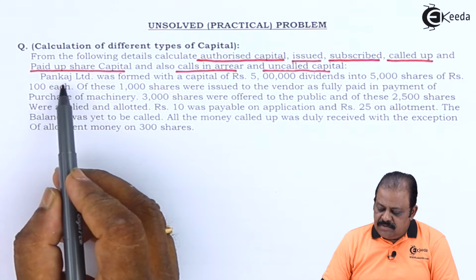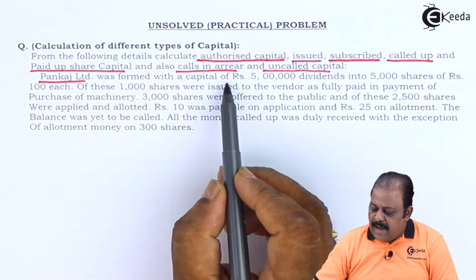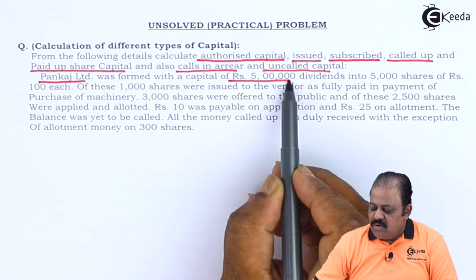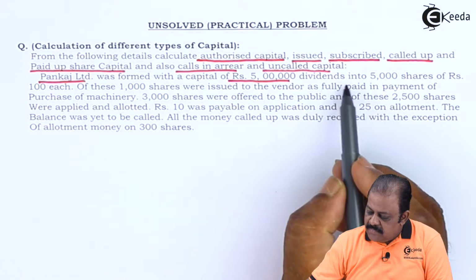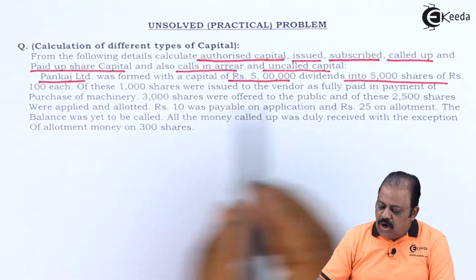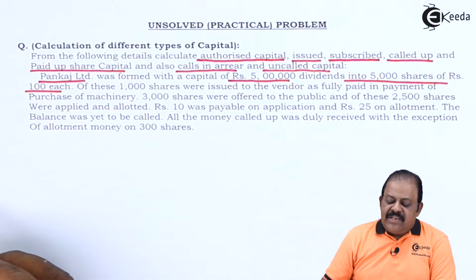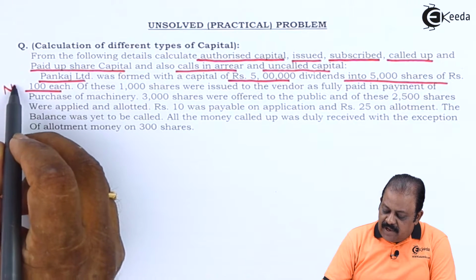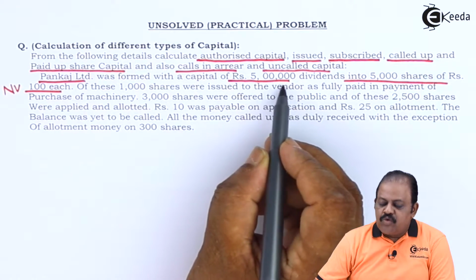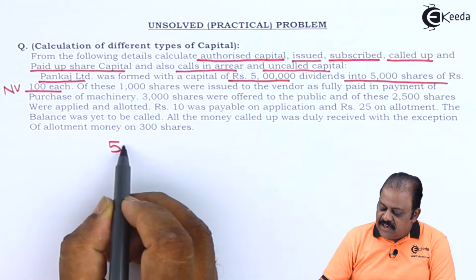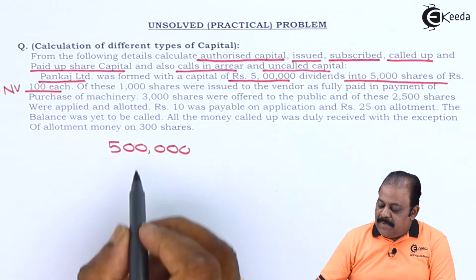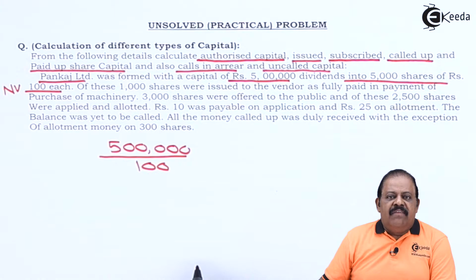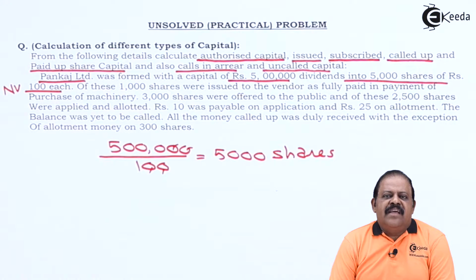Pankaj Limited was formed with a capital of rupees 5 lakhs. Formed with capital of rupees 5 lakh means this is authorized capital. Divided into 5,000 shares of rupees 100 each. So each share is having nominal value, face value 100. Total capital is rupees 5 lakhs. We can find out the number of shares. 5 lakh is total capital divided by face value or nominal value 100. So here authorized share capital is 5,000 shares of rupees 100 each.